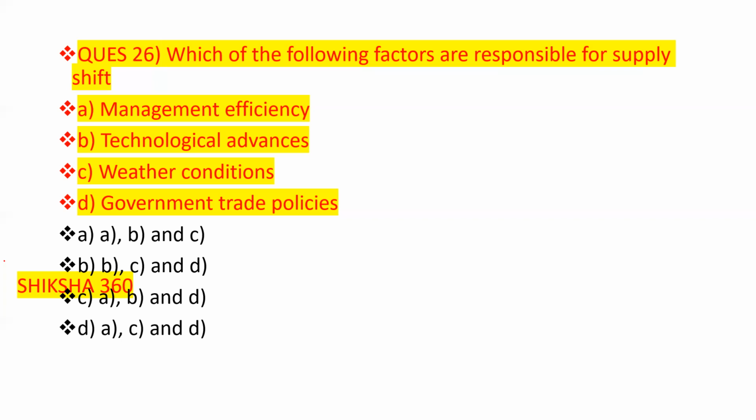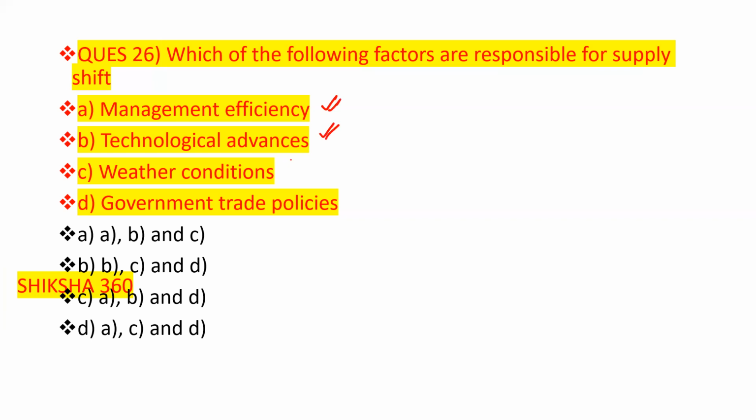So what are the factors responsible for the supply shift? First option is management efficiency. This is one of the factors that is responsible. So option number one is correct, that is management efficiency. Second one is the technology advances. Technology advances is also one of the factors.